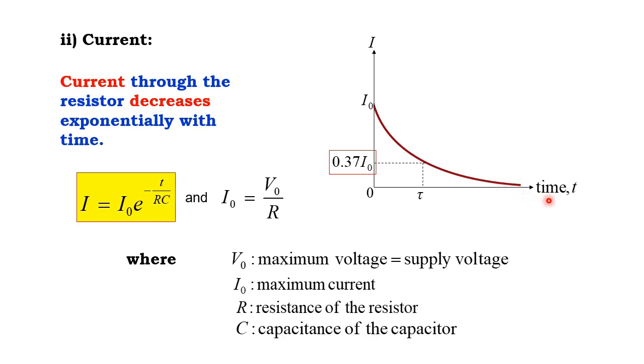Alright, this is the charging process for current. The current against time graph shows that the current through the resistor decreases exponentially, and the time constant for the current is 0.37 of I naught. V naught is the maximum voltage, equal to the supply voltage. I naught is the maximum current. R is the resistance of the resistor, and C is the capacitance of the capacitor.